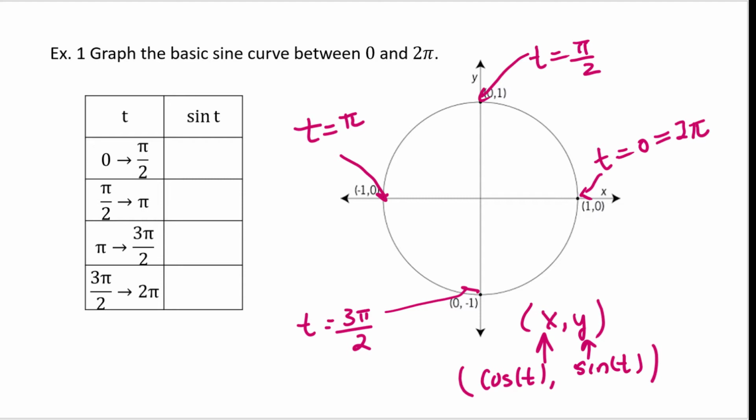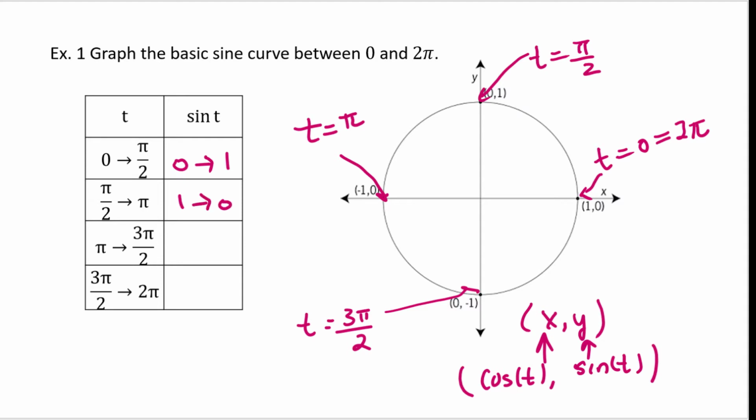As we traverse from 0 to pi over 2, knowing that the function is smooth and continuous, and we know the sine values at the axial t's, as t traverses on the unit circle from 0 to pi over 2, sine t begins at 0 and goes to 1. As you travel from pi over 2 to pi on the unit circle, the sine value goes from 1 to 0.